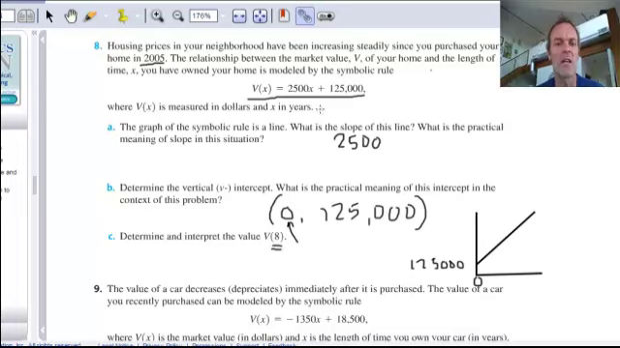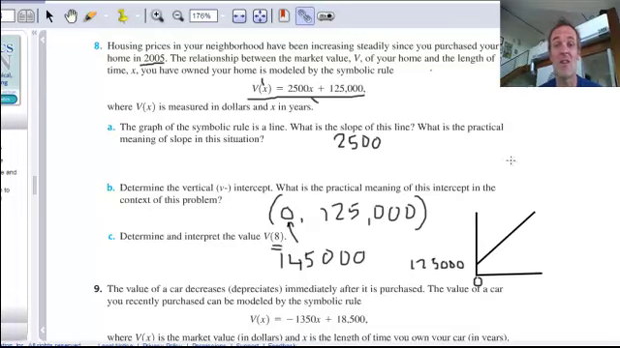All you're doing is, when you see V of x, put x equal to 8. So 2,500 times 8, what's that? That's 20,000, plus 125,000. Is that 145,000? 145,000. Put it in your calculators. It went up by $20,000 in 8 years.